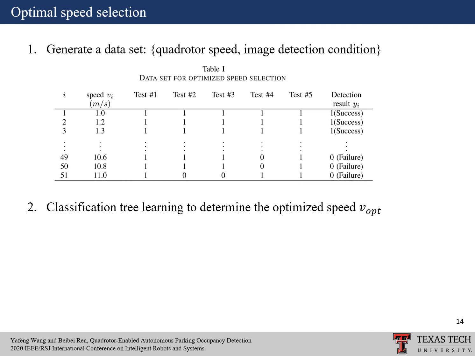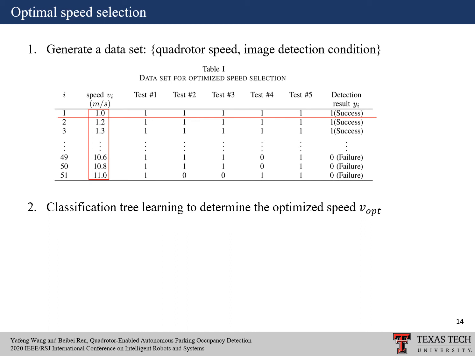For step 1, we have conducted experiments to generate this table. As you can see, we commanded the Quadrotor to fly over a parking lot at different speeds, from 1 meter per second to 11 meters per second. For each specific speed, 5 tests are conducted. If no detection failure happens, we mark that test as 1, where 1 means success. If all 5 tests succeed, the final detection result, YI, will be marked as success, 1, as well.